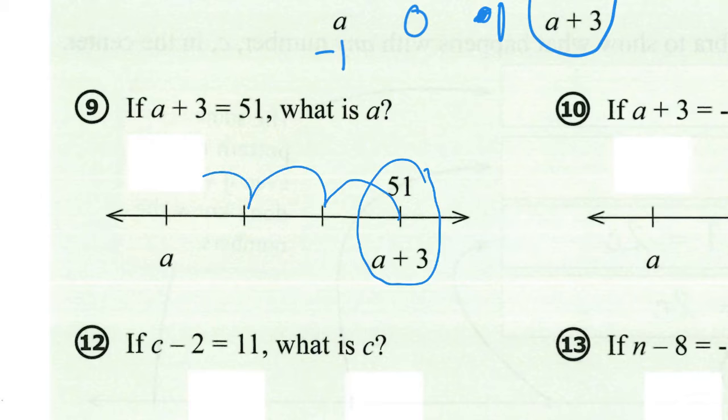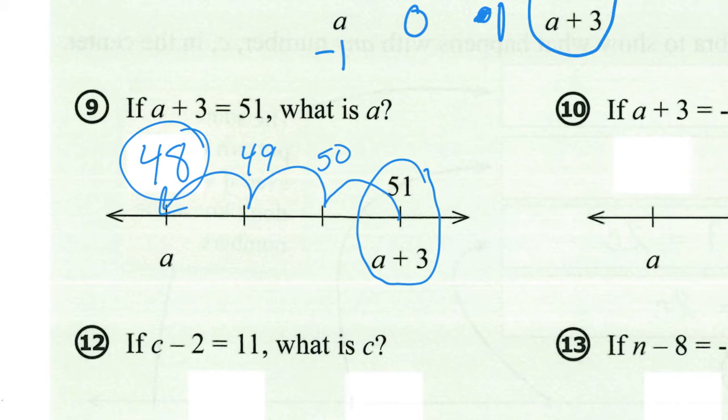1, 2, 3. And I know that that would be 50, 49, 48. So a has to equal 48. And just double check up here. 48 plus 3, yes, that equals 51.